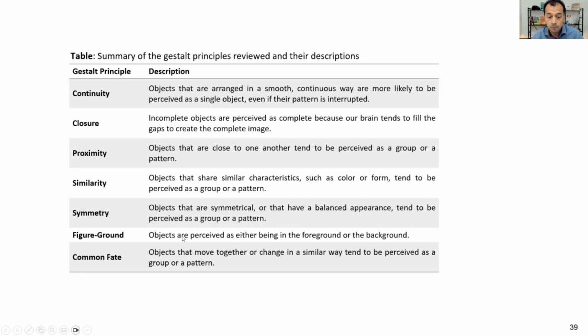The figure ground principle deals with objects that can be perceived as either belonging to the foreground or to the background of the picture. And finally, common fate deals with objects that move together or change in a similar way, thus being perceived as a single group or pattern.